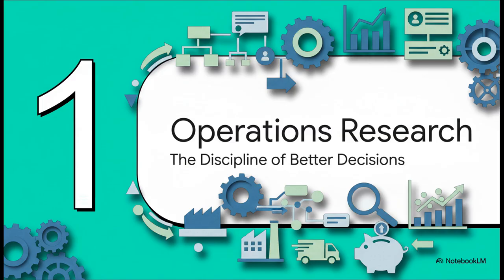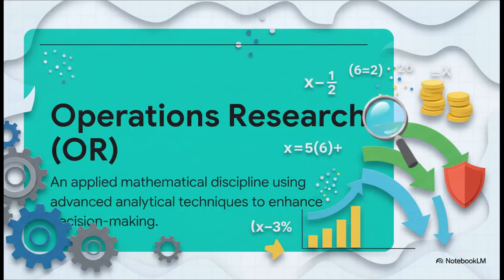Okay, first up, let's define this field, operations research, which you can think of as the discipline of making better decisions. So, operations research, or just OR for short, think of it as the science of making smarter choices. It's a whole field that's dedicated to using math and data to find the best possible solutions to really complex problems. And the goal? Well, it's usually to maximize profit or minimize costs and risks.